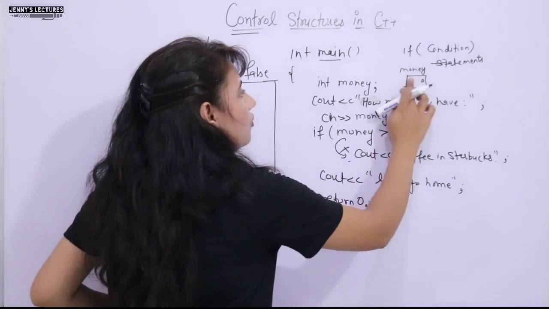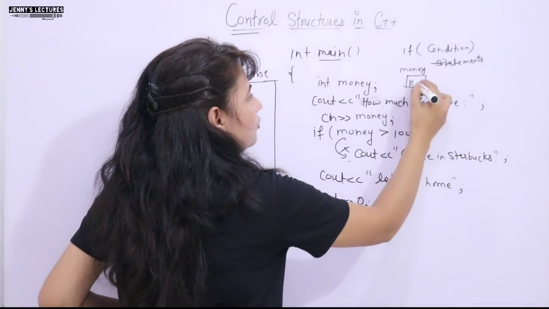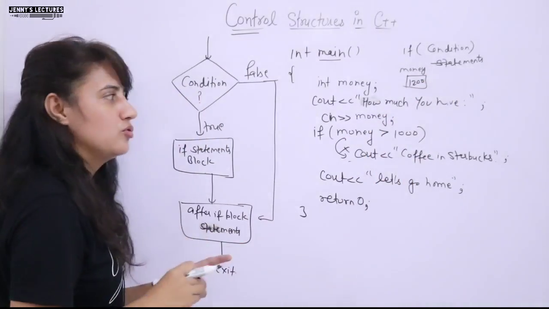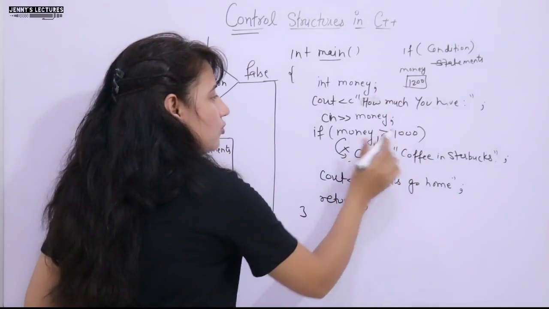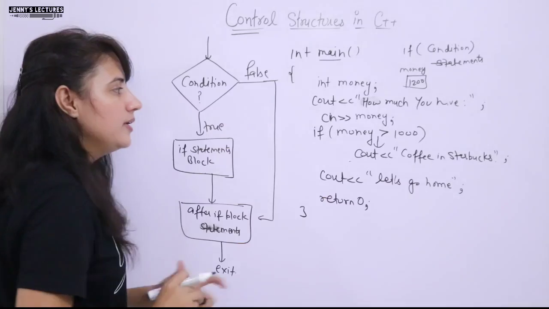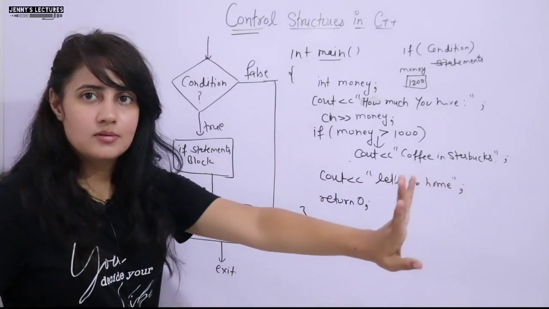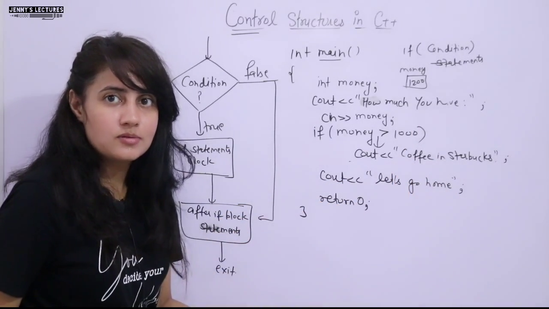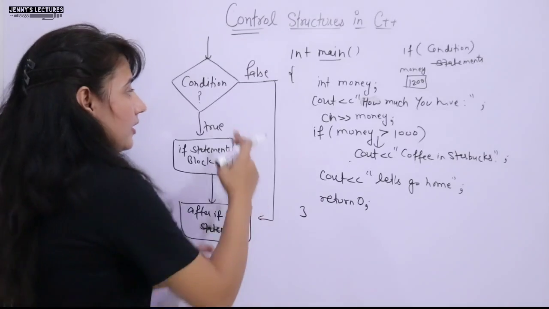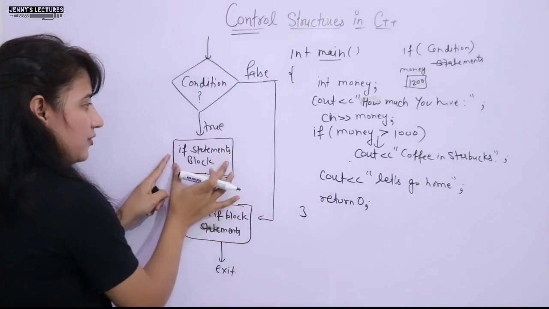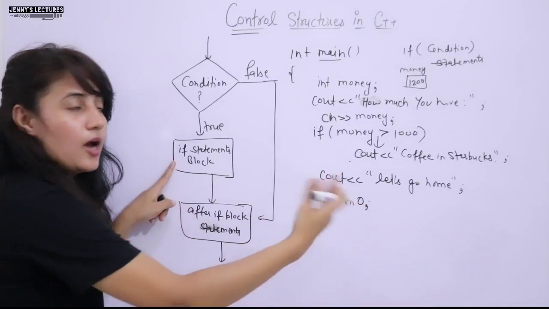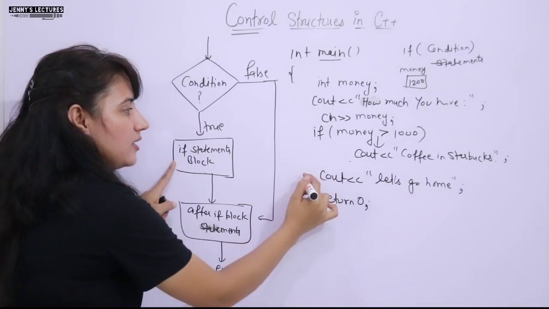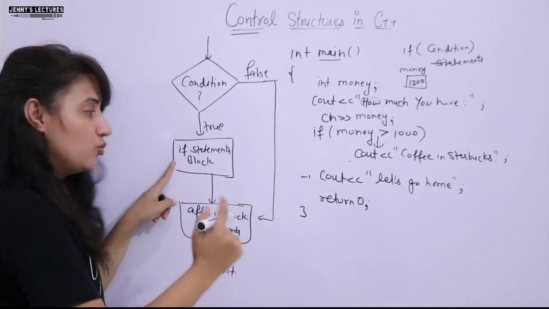If you are entering money, suppose 1200 rupees you have, so the condition is what? True now. So we'll enter into this if block, and what would be printed? Coffee in Starbucks. Now you can have coffee in Starbucks, right? If the condition is true, then the if statement block would be executed, means this would be printed, coffee in Starbucks. After executing this, whatever is written after the if block, that would also be executed.